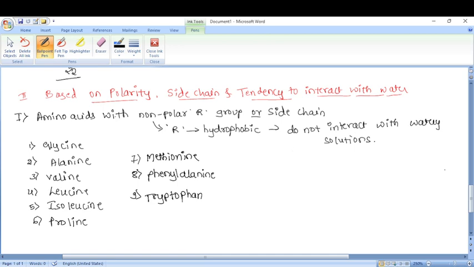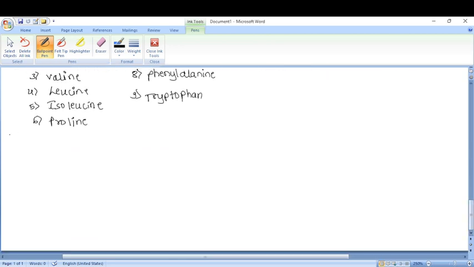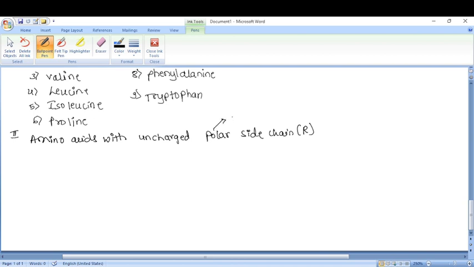Next we'll see the amino acids with uncharged polar side chain, that is R group. Polar means these amino acids have a side chain which is hydrophilic in nature. That means this R group interacts with watery solutions.